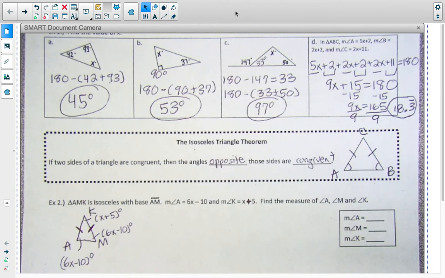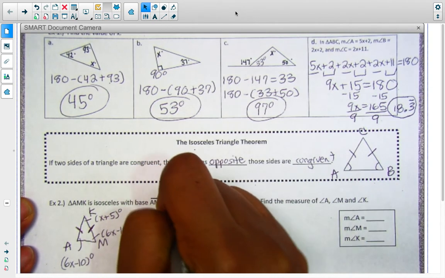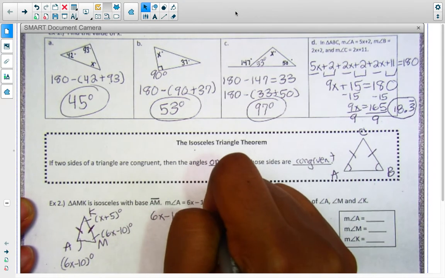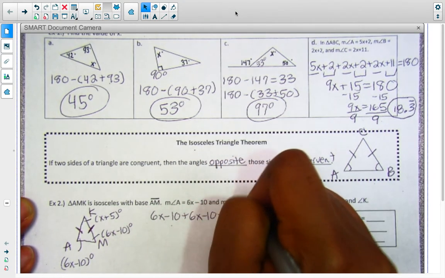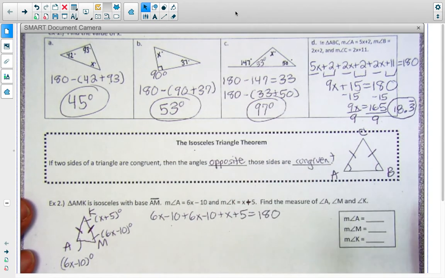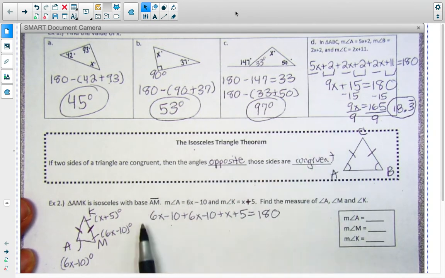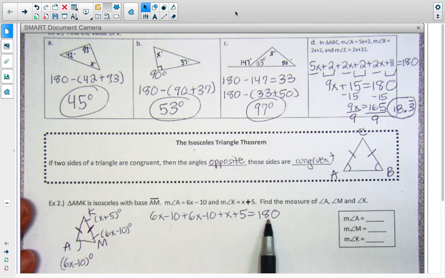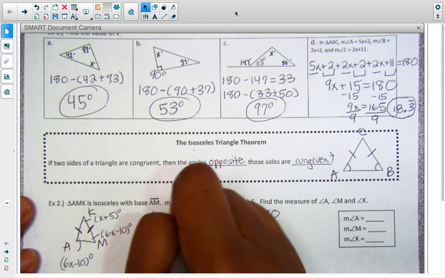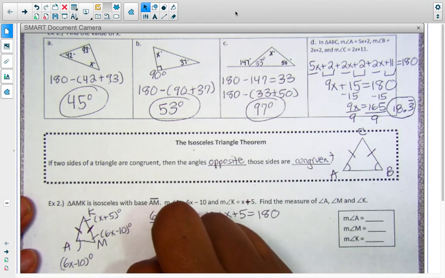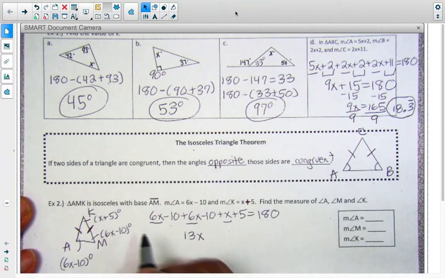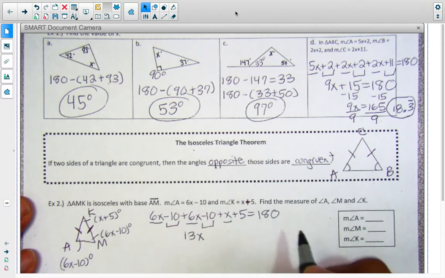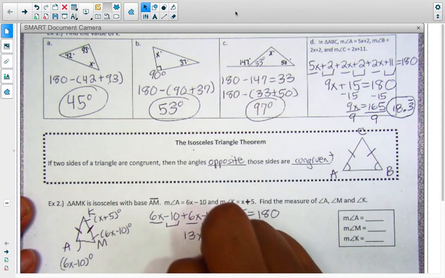All right, so let's go through and set it all up equal to 180 and solve. So 6x minus 10 plus 6x minus 10 plus x plus 5 all together equals 180. This problem is going to turn out like example D from up here. This is one angle, this is a second angle, this is the third angle. So I'm going to take all three of these angles and set it equal to 180. So 6x, 6x, that's going to give me 13x. Put my numbers together. Negative 10 plus negative 10 plus 5 is going to give me minus 15.